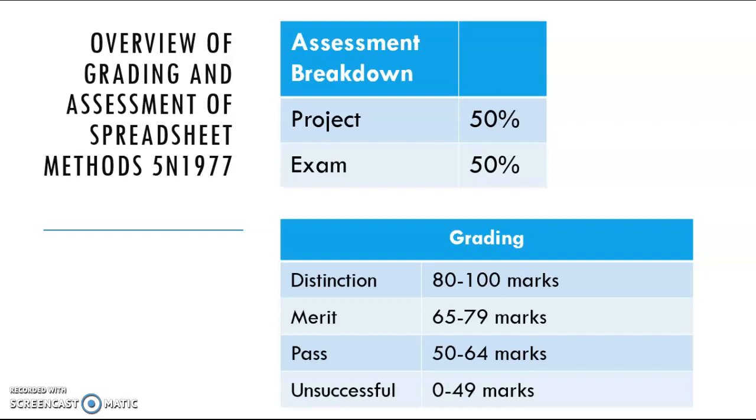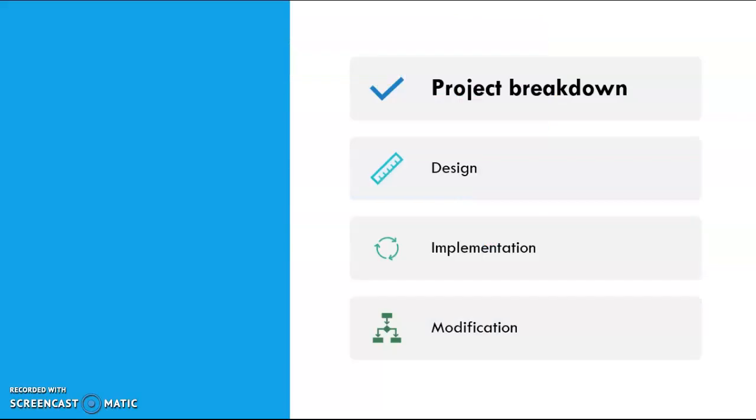So Spreadsheet Methods is assessed by half project, half exam, worth the same marks. So 50% or 50 marks is for the project and 50% or 50 marks is for the exam. If you get any marks over 80, you will get a distinction. Any marks over 65 or below 80 will be a merit. Any over 50 or below 65 is a pass. And then anything under 50 marks is unsuccessful.